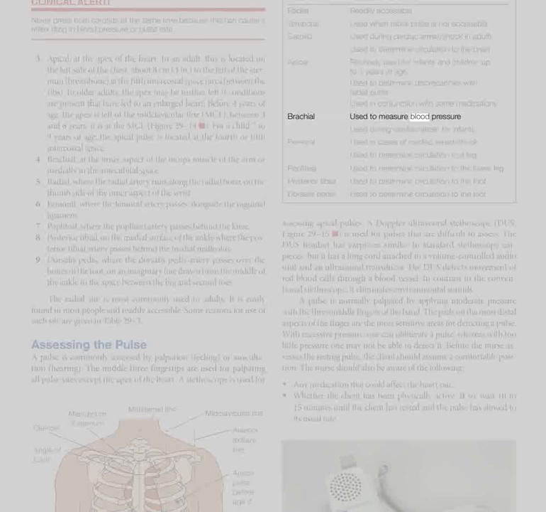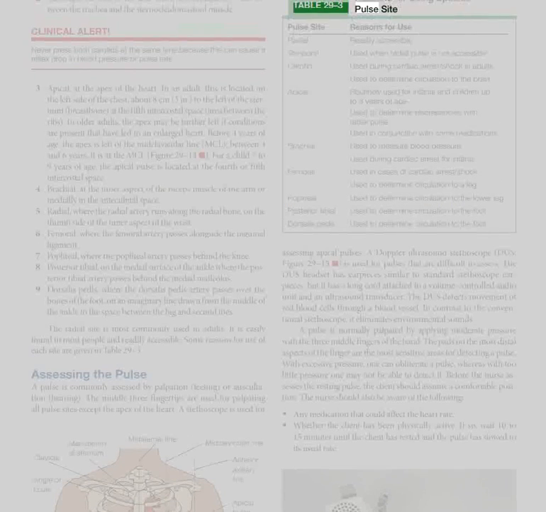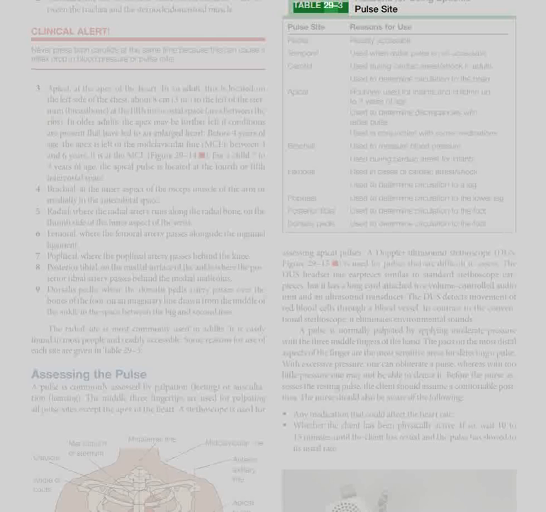Brachial: used to measure blood pressure. Used during cardiac arrest for infants. Femoral: used in cases of cardiac arrest/shock. Used to determine circulation to a leg. Popliteal: used to determine circulation to the lower leg. Posterior tibial: used to determine circulation to the foot. Dorsalis pedis: used to determine circulation to the foot. Reasons for using specific pulse site. Table 29-3.